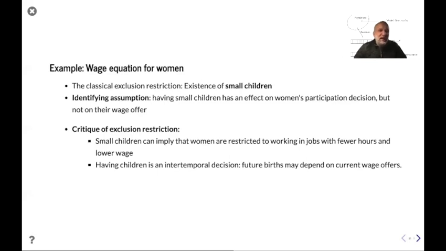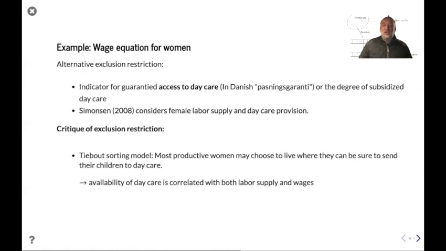Okay, and another thing is that having children is really an intertemporal decision. So future births may depend on current wage offers. If you see, okay, I don't really get any good job offers with good wages today, I might as well time my children and my fertility now and use this opportunity for having children, while my outside option is really not that attractive in the labor market. So I would say that's a relevant critique of that instrument.